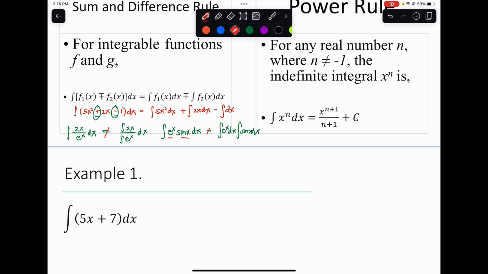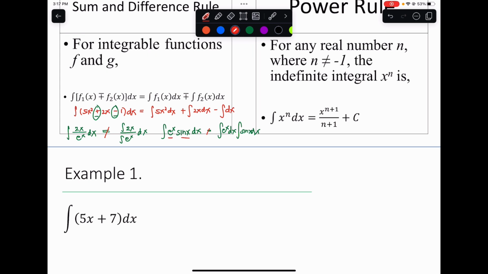And lastly, we have the basic formula. For algebraic functions, we have the power rule. For any real number n, where n is not equal to -1, n could be 0, a positive number, or a negative number other than -1. For the indefinite integral of x raised to n, we use this formula: x raised to n plus 1 all over n plus 1, plus c. So we add 1.